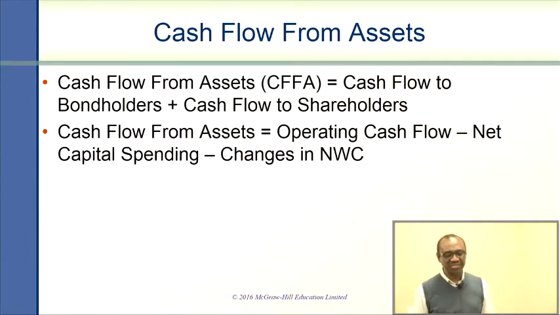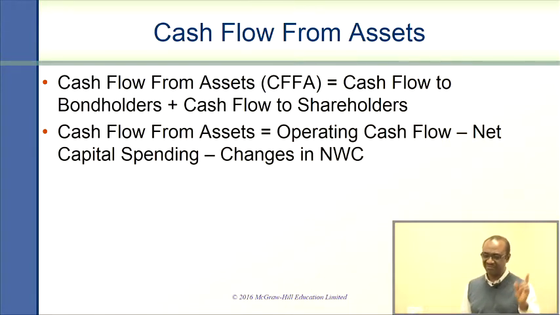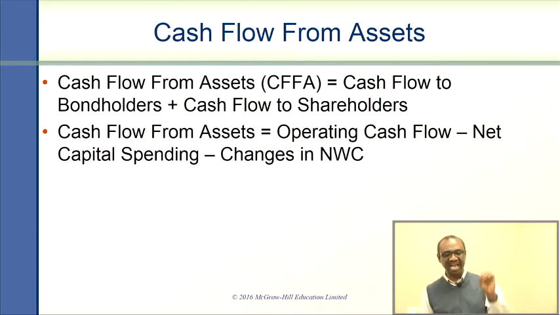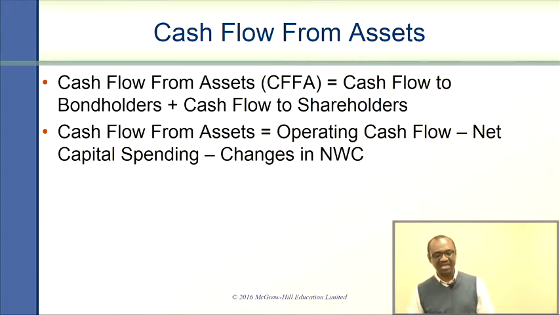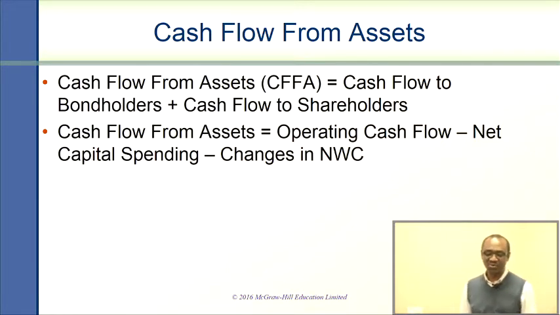One of them is called the cash flow from the asset. Again, when we talk about cash flow from assets, we're looking at cash flow to the bondholders and cash flow to the shareholders. The two of them make up the cash flow from assets. And the second part would be cash flow from assets, and so this is the operating cash flow minus the net capital spending and minus the changes in net working capital.